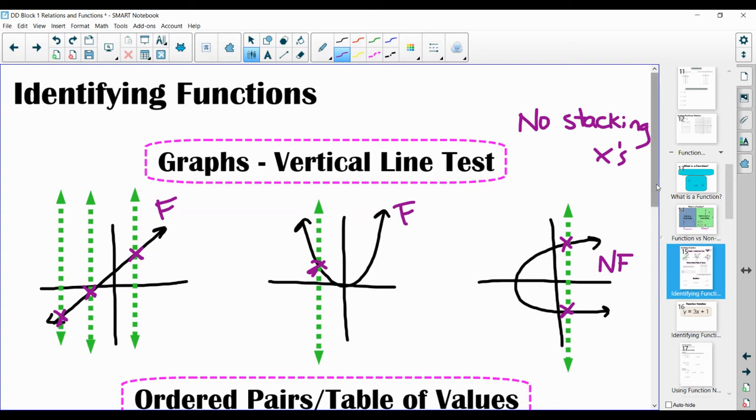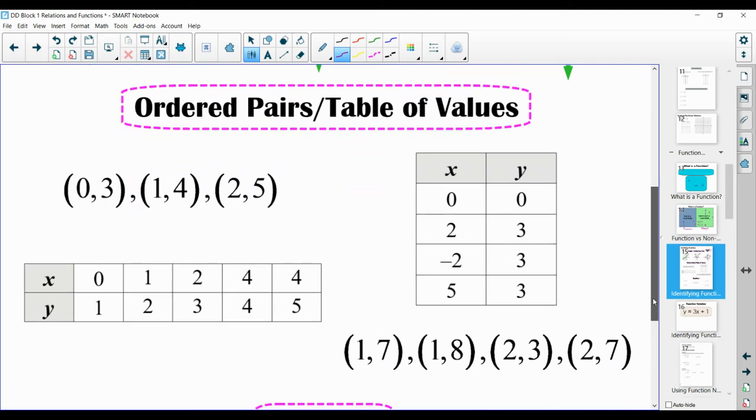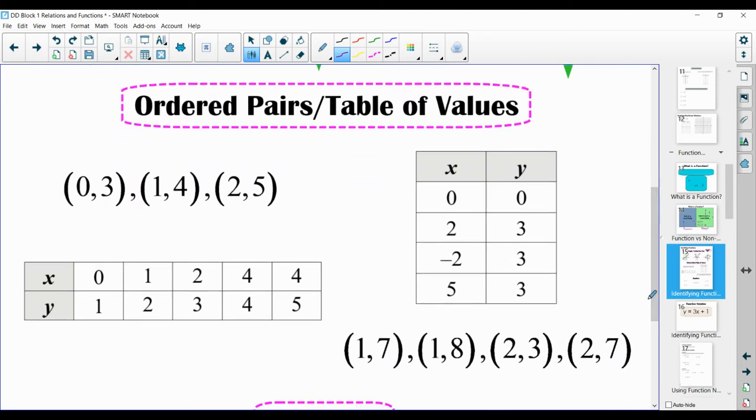All right, another way to identify functions is to look at ordered pairs. And so what we don't want to see is any repeating x's. So no repeating x's, which is similar to the one right before, because if I were to graph these, I would have two of the same inputs, which would lead to a failing of the vertical line test. And so here, the first one, I've got 0, 3, 1, 4, 2, 5. This is a function because there's no repeating x's.